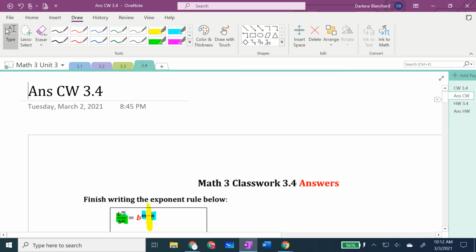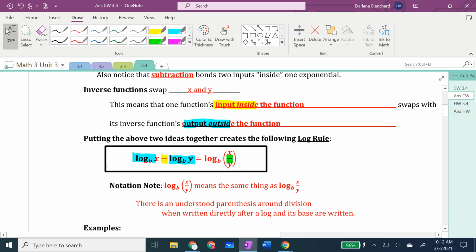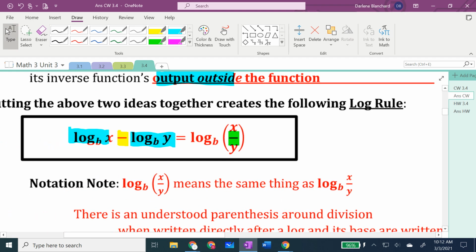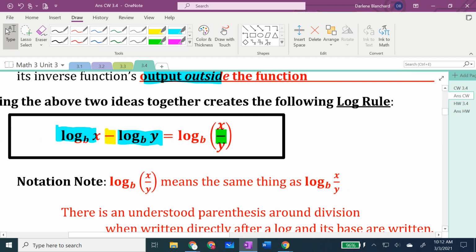Oh, what was my notation note? Oh, yes. Yesterday, I explained to you that you don't need the parentheses with multiplication. You also don't need it with division. If you see a logarithm written this way, know there is an understood parentheses around the x divided by y. So x divided by y happens first, then it's put inside the logarithm.